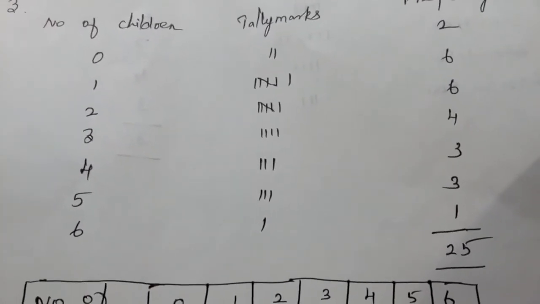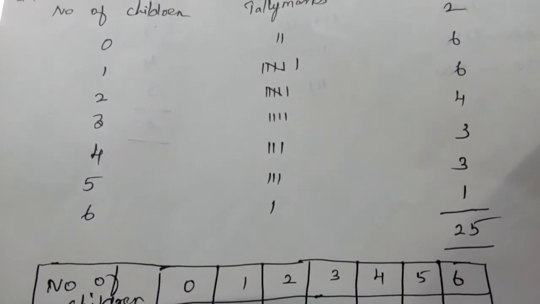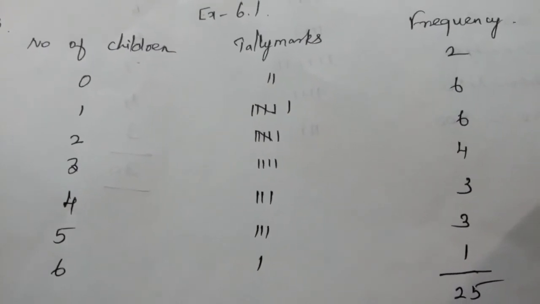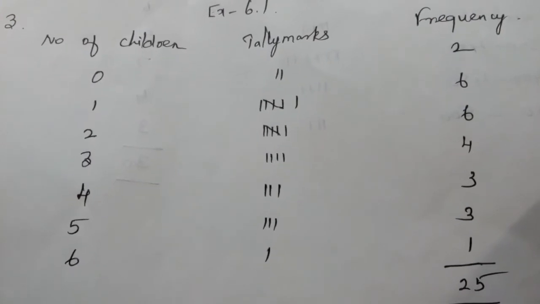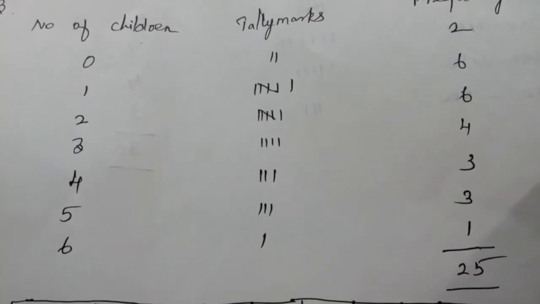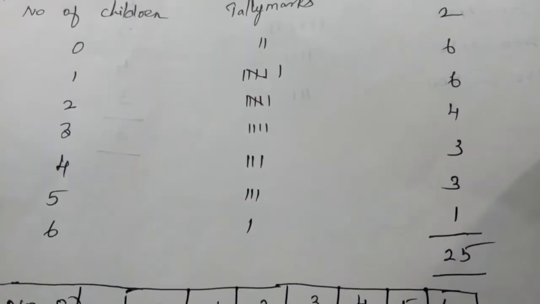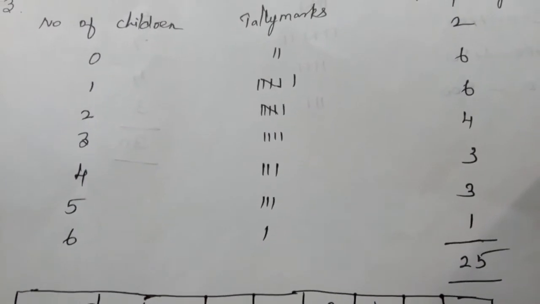In number of children it is given 1. In 1, we have to find out how many. It is 5 there. So number of children, tally marks and the frequency. It is given that 0 children in 2 families, 1 children in 6 families, 2 children in 6 families. So the number of children in each family is what we are framing over here.